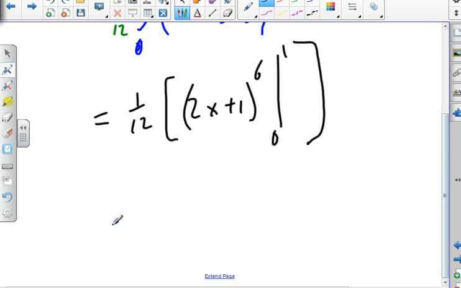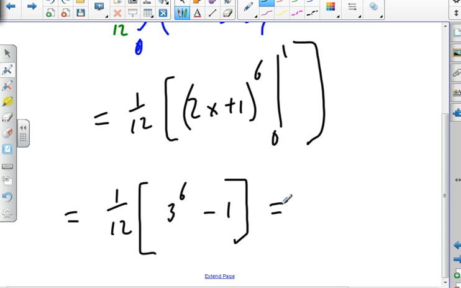Okay, so that's what I'm doing. 1/12, I put in a 1 and I get 3 to the 6th. Well, I don't really know what that is. I put in a 0 and I get a minus 1. So 3 to the 6th minus 1 divided by 12. 3 raised to the 6th minus 1 equals 728, if anybody wanted to know, divided by 12, and I get 60 and 2/3.